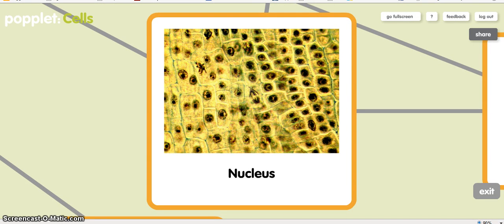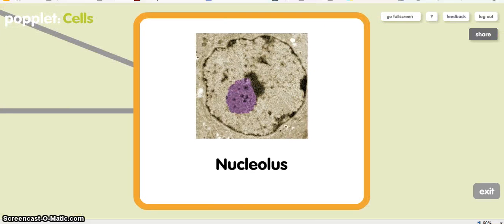All cells have a nucleus. This is the brain of the cell. It contains genetic material that controls cell activities and cell reproduction. Within the nucleus is the nucleolus, which contains the nucleic acids and proteins involved in cell reproduction.